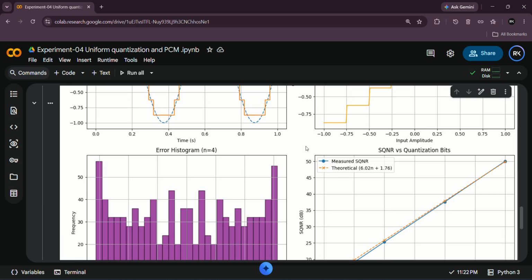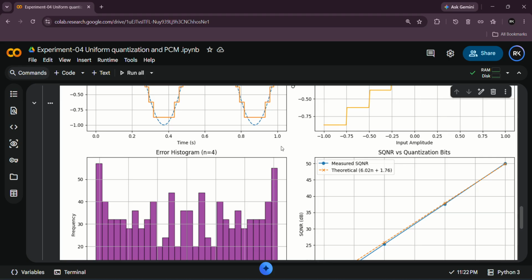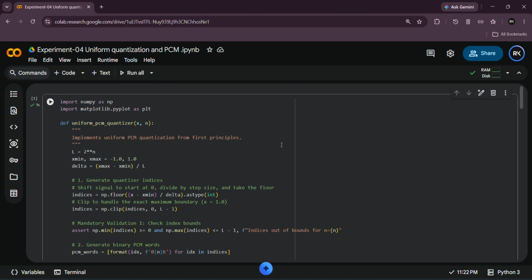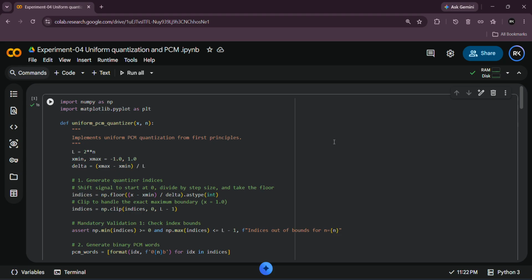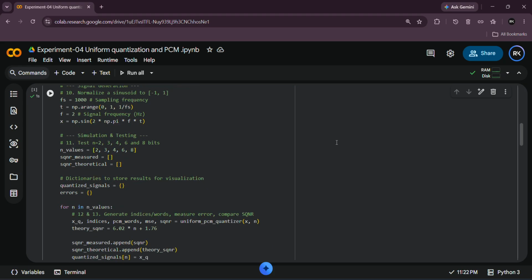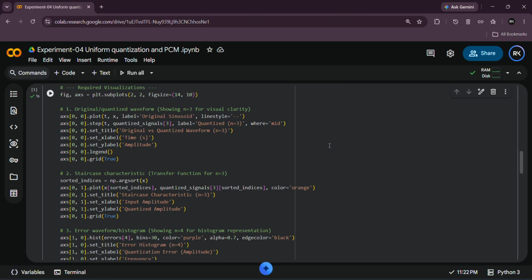Finally, we built a uniform PCM quantizer from scratch, validated it against quantization theory, and visualized four key aspects of the process: the waveform distortion, the staircase transfer function, the error distribution, and the relationship between bit depth and signal quality. This is the same fundamental process at work every time an analog signal is digitized, from audio CDs to medical imaging to telecommunications.